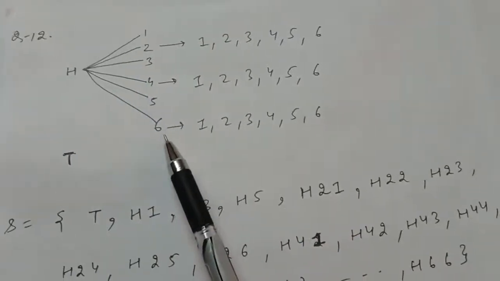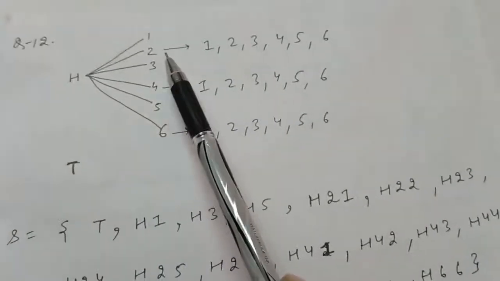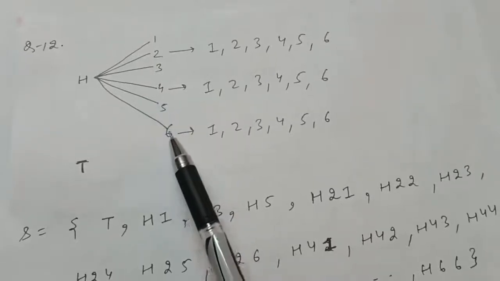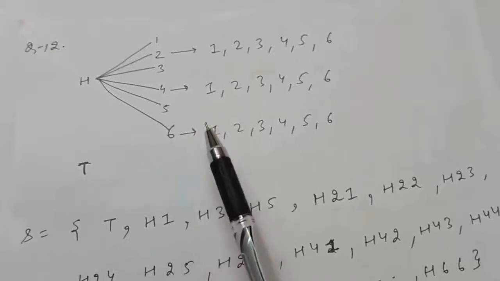Now again they have said if an even number appears on the die, that is either 2 comes or 4 comes or 6 comes, then again roll the die.